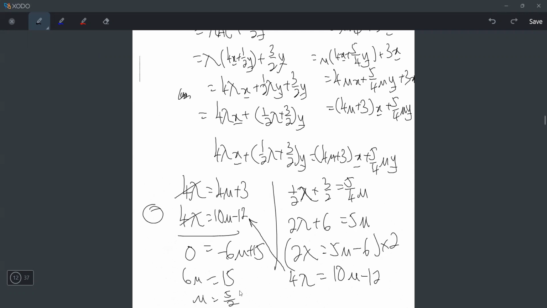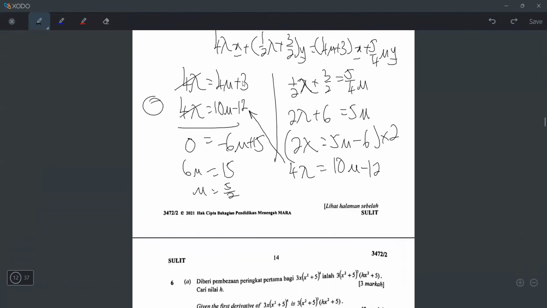So 5/2. But I need to find lambda also. So substitute back. 4 lambda, 4 times 5/2 equals to 10 mu minus 12. Cancelling, I get 10 here. 10 plus 12 is 22, 10 mu, and mu equals to 11/5. Right? So that is the answer. Alamak, wait.